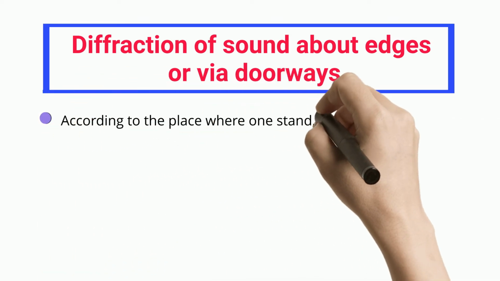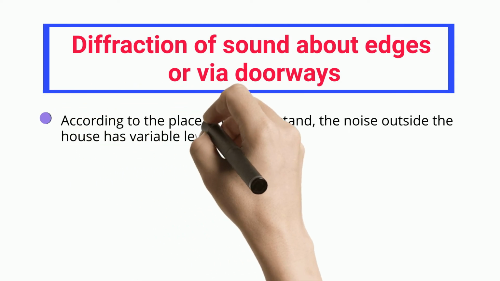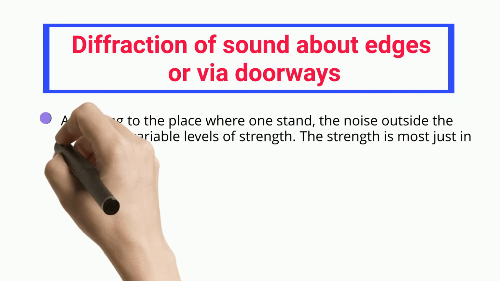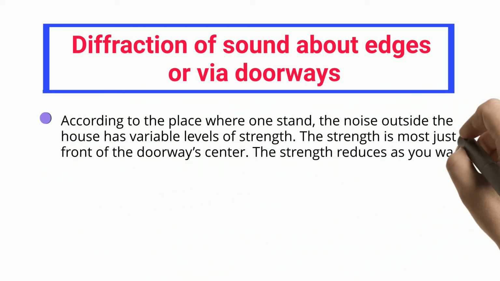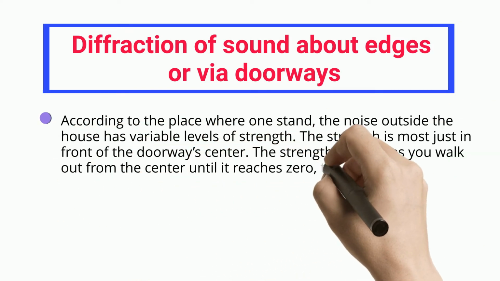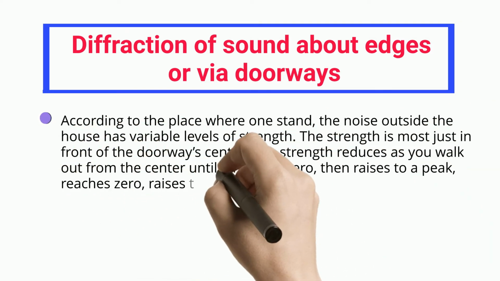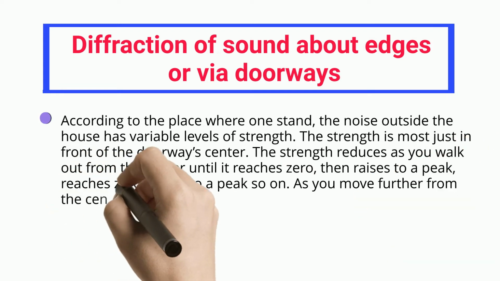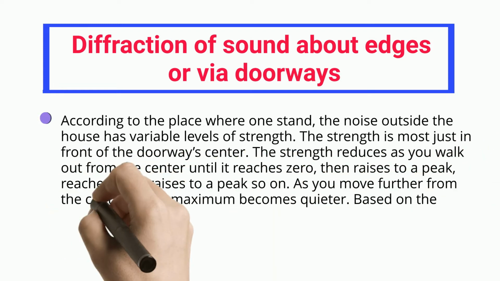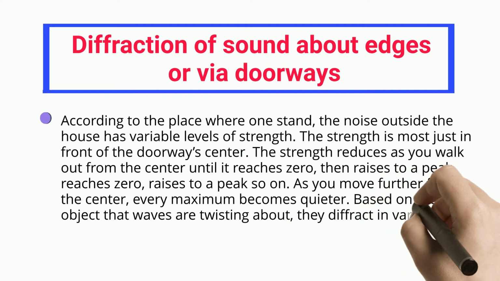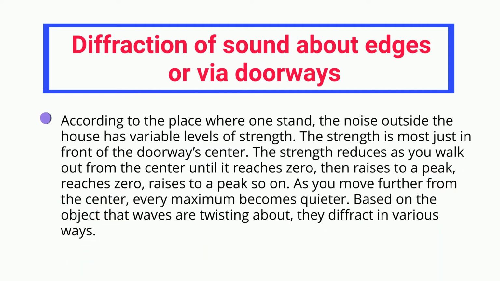According to the place where one stands, the noise outside the house has variable levels of strength. The strength is greatest just in front of the doorway's center. The strength reduces as you walk out from the center until it reaches zero, then rises to a peak, reaches zero, rises to a peak, and so on. As you move further from the center, every maximum becomes quieter.